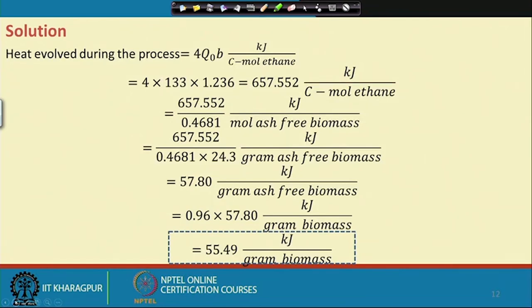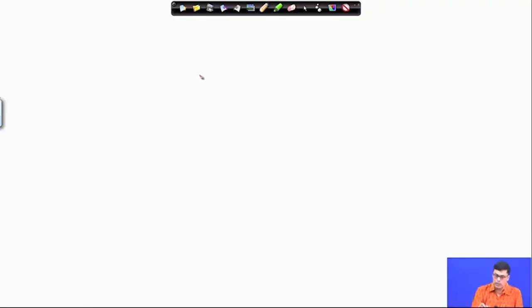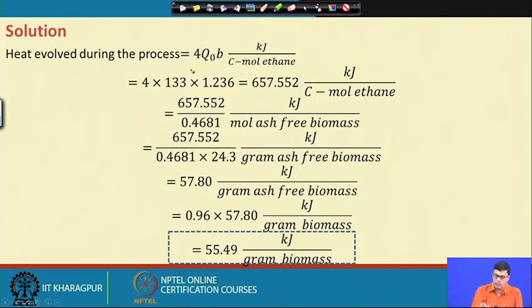Then we can find the heat evolved like this. This is 4Q0 into B. B we already calculated, so we can find this in kilojoules per mole of substrate consumed. And then, as I told you, if you divide by the molecular weight, you find how much heat per gram of substrate is produced. Then you divide by YX by S, the grams of cell produced per gram of substrate consumed, and you find out how much heat is evolved per gram of cell mass. This is how you can calculate the total heat evolved in this process.